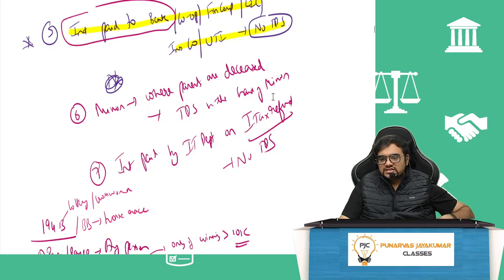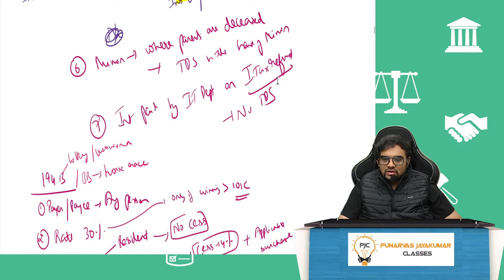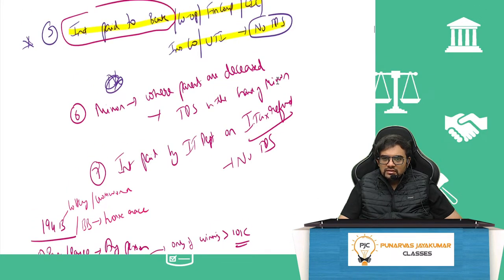Minor where parents are deceased, TDS will be in the hands of the minor. This is also an interesting point. And now, interest paid by the income tax department on income tax refund. So, the refund they delayed, so they have to pay interest. Will there be TDS? No TDS. There will be no TDS.